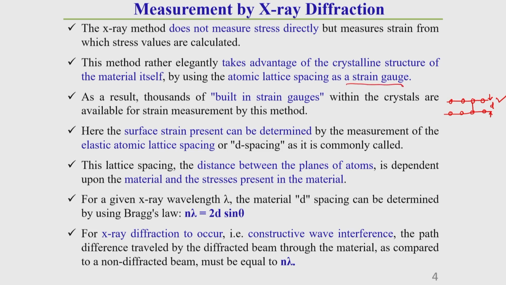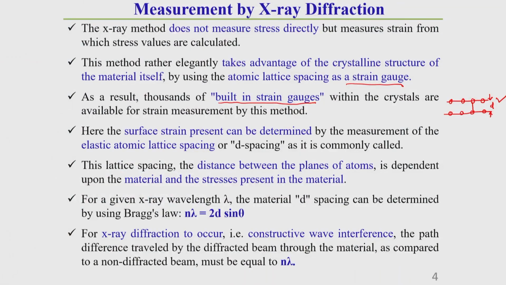So, here this atomic lattice spacing acts as a strain gauge. For that reason, thousands of built-in strain gauges within the crystal are available for strain measurement by this method. This lattice spacing acts as a strain gauge because if the lattice structure is subjected to any type of residual stress, then this lattice spacing varies. So, this varying lattice spacing can give us the concept of residual stress distribution pattern. That is why we call this lattice spacing a built-in strain gauge. So, we have taken advantage of this built-in strain gauge in X-ray diffraction techniques.